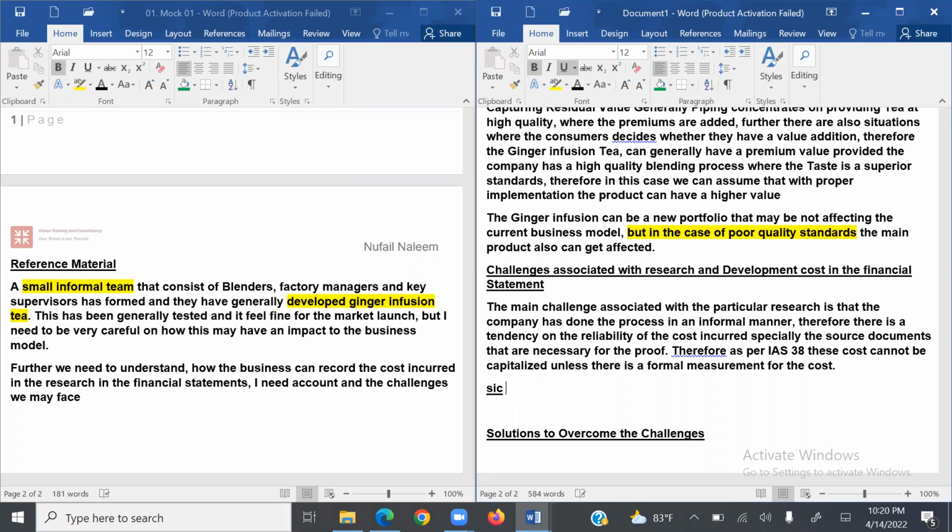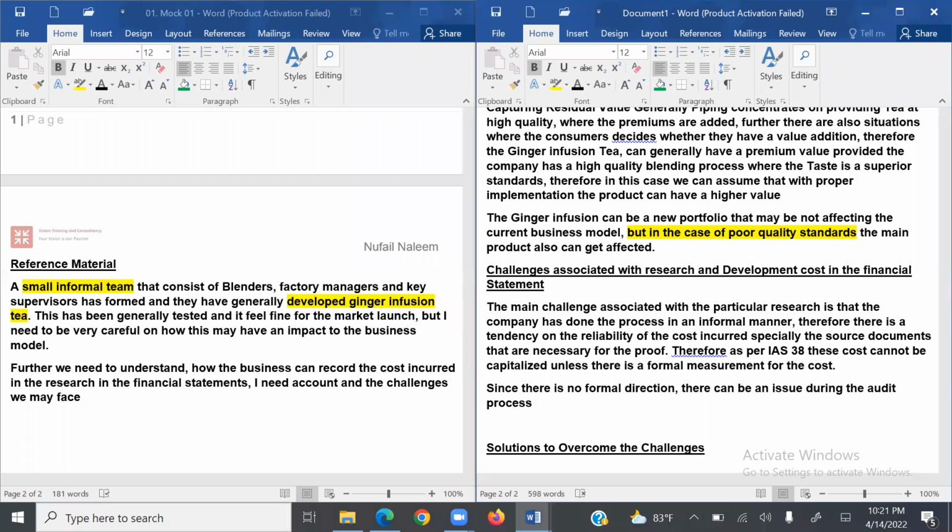Since there is no formal direction, there can be an issue during the audit process of the costs that have been incurred for the project.